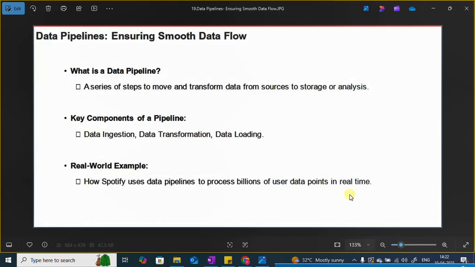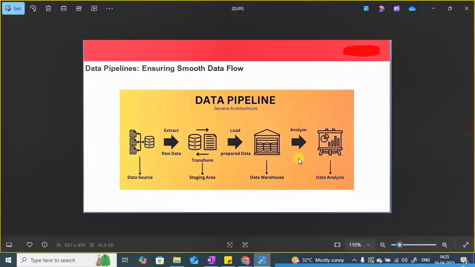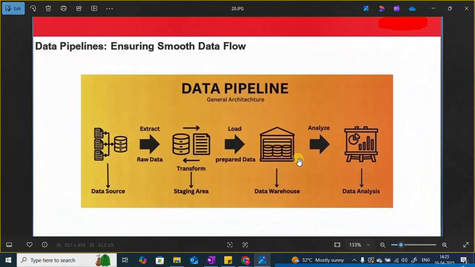What is a data pipeline? A series of steps to move and transform the data from source to storage or analysis purpose. That is called a data pipeline. Key components of the data pipeline: data ingestion, data transformation, data loading, as I told you, ETL, like extract, that is ingestion, then transformation, loading. Real world example: Spotify uses data pipelines to process billions of user data points in the real world. Now you can see the data pipeline ensuring smooth data flow.